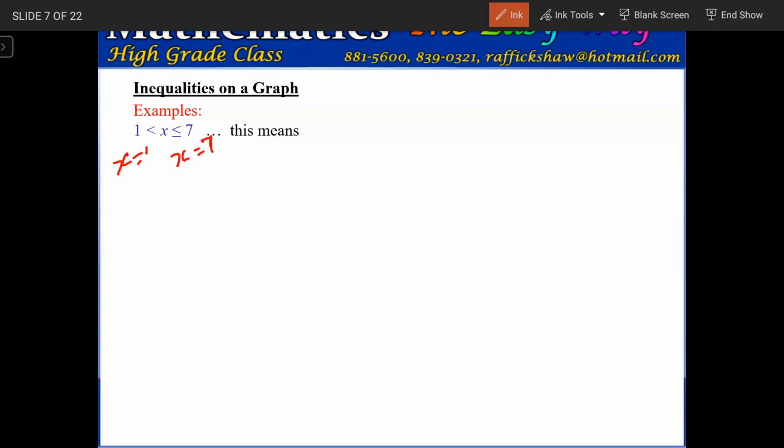So when you draw the line of X equals 7, you draw it solid, because you want that one. When you draw the line of X equals 1, you draw it broken, because you don't want the 1. And you want the region between them. X equals 1 is a vertical line, and X equals 7 also is a vertical line, but this one has to be drawn broken, and so you don't draw it solid. So let's look at it.